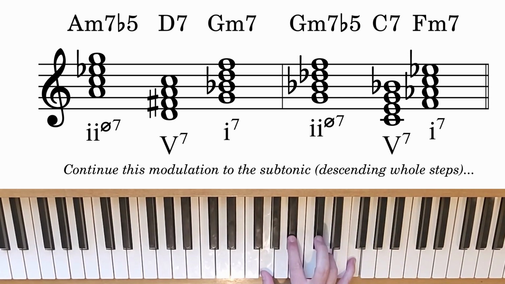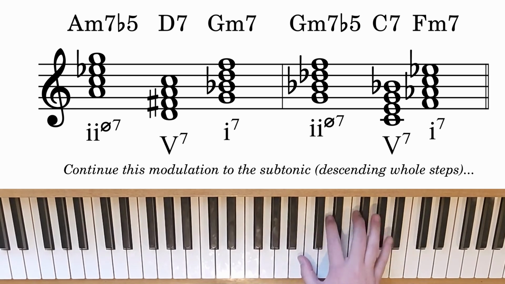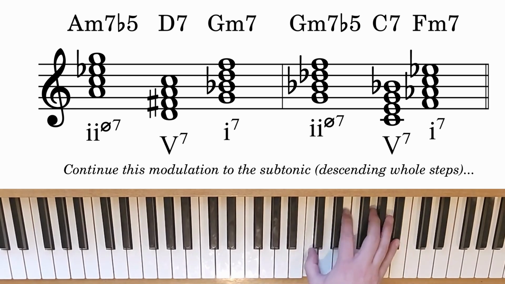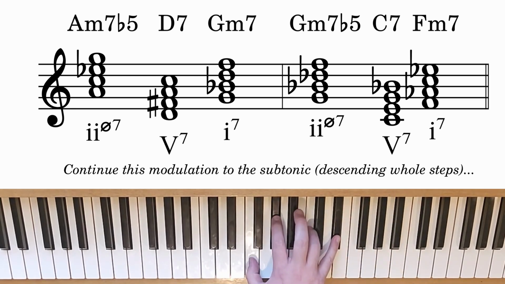D7, G minor 7. Now we're going to move the key going into the key of F minor, a whole step below the G, now becoming our 2, 5, 1. From G minor 7 to G minor 7 flat 5. And now this becomes the 2 of E flat.